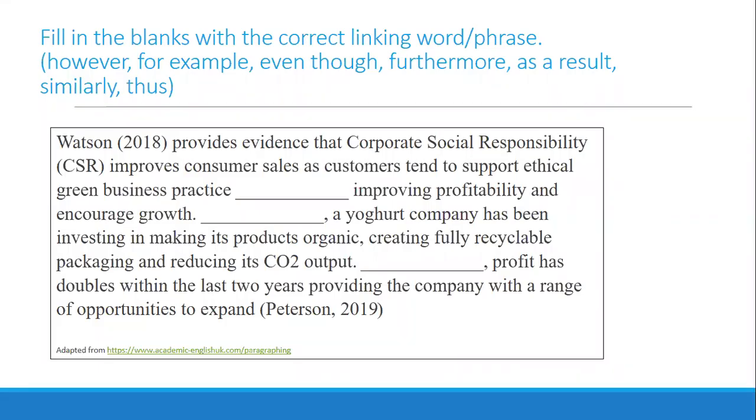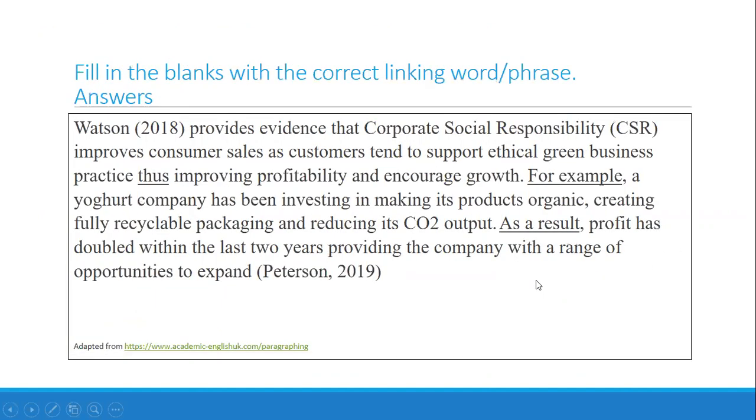Okay, now let's look at the answers. So these are the answers for the particular activity. Watson 2018 provides evidence that corporate social responsibility improves consumer sales as customers tend to support ethical doing business practices, thus improving profitability and encourage growth. For example, a yogurt company has been investing in making its products organic, creating fully recyclable packaging and reducing its CO2 output. As a result, profit has doubled within the last 2 years, providing the company with a range of opportunities to expand. So the answers are thus, for example, and as a result.